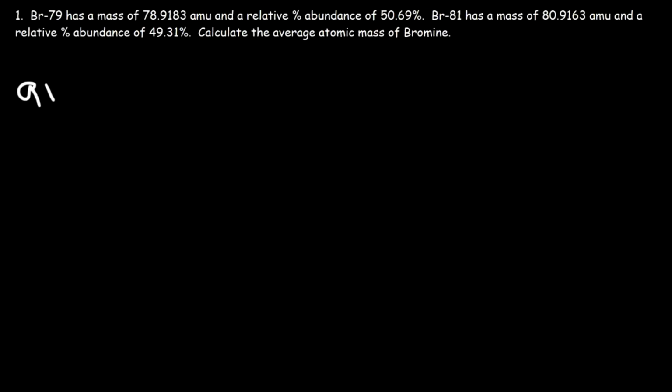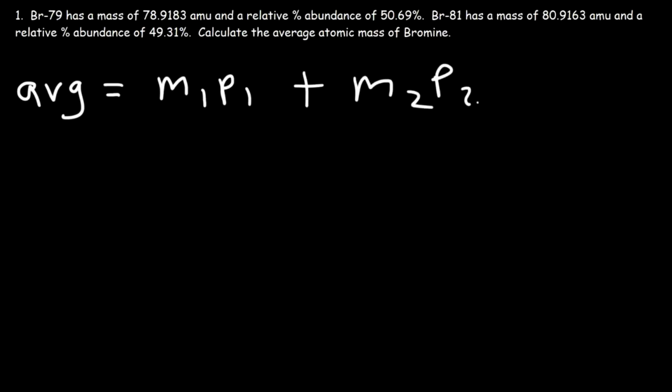There's a formula that we can use. The average atomic mass is equal to the mass of the first isotope times its percentage as a decimal, plus the mass of the second isotope times its percentage. If you have 3 isotopes, this can continue, or if you have 4, it would be plus M3P3 plus M4P4. But we only have 2, so we can stop here.